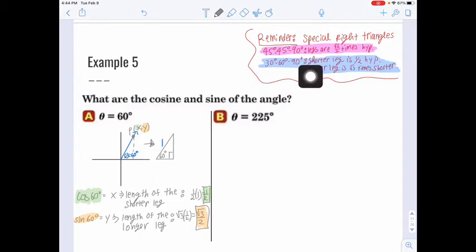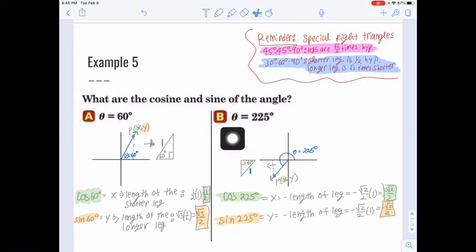Using our reminder up here, we know that the shorter leg of the triangle is 1/2 of the hypotenuse. So that will give us the length down here. And the longer leg is square root of 3 times the shorter leg. So x here on the x-axis is the bottom, the shorter leg. We have 1/2 times the hypotenuse of 1 gives us 1/2. Now using the shorter leg, we can find y, which is the longer leg, by multiplying 1/2 times square root of 3, which gives us the square root of 3 divided by 2. So cosine of 60 will be 1/2. Sine of 60 will be the square root of 3 divided by 2.